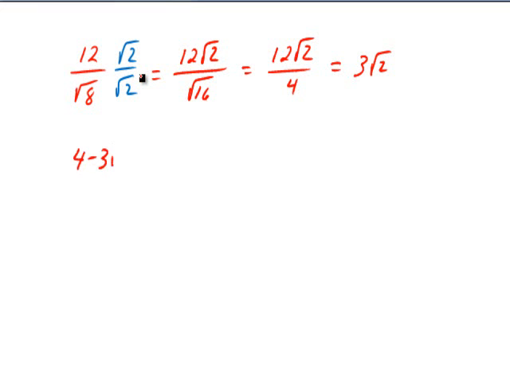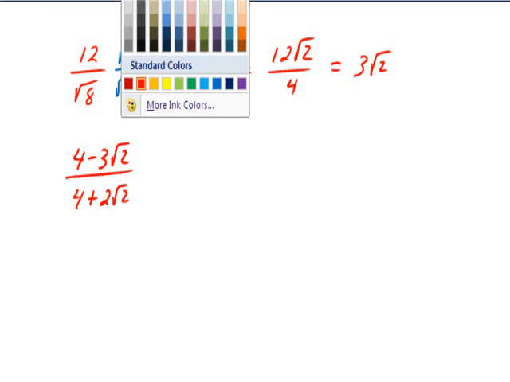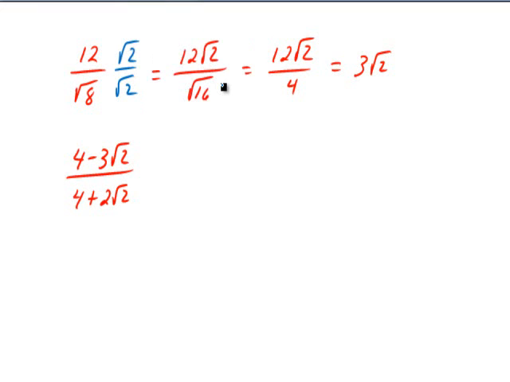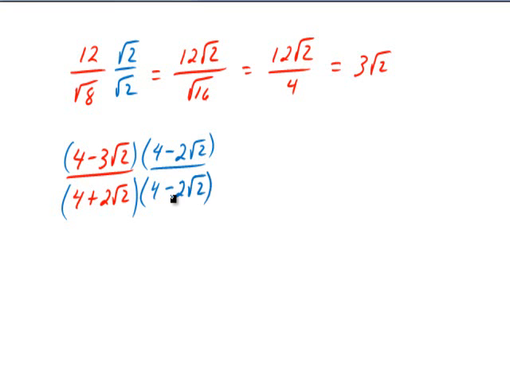Another example, 4 minus 3 root 2 over 4 plus 2 root 2. Try this problem and then come back to the video when you want to check your answer. If we want to rationalize the denominator, we can multiply the numerator and denominator by the conjugate of the denominator. Since the denominator is 4 plus 2 root 2, I can multiply the numerator and denominator by 4 minus 2 root 2.